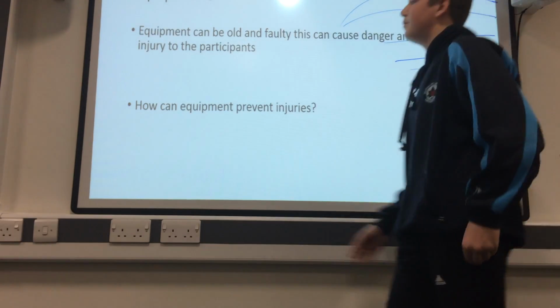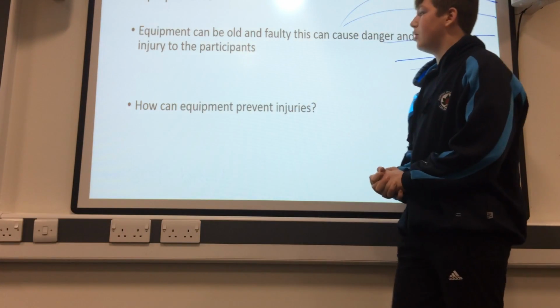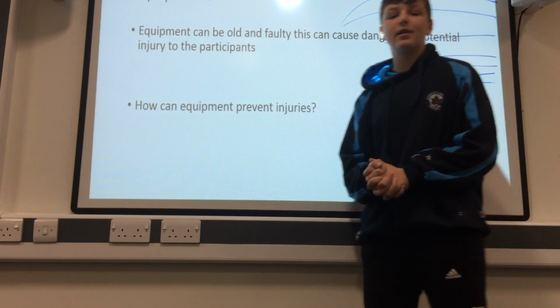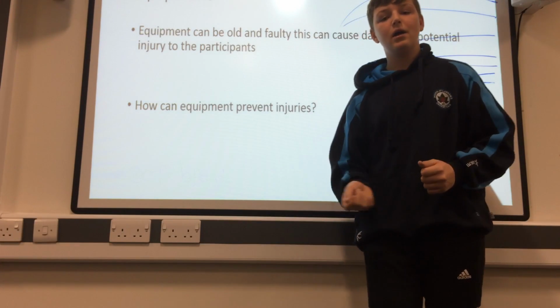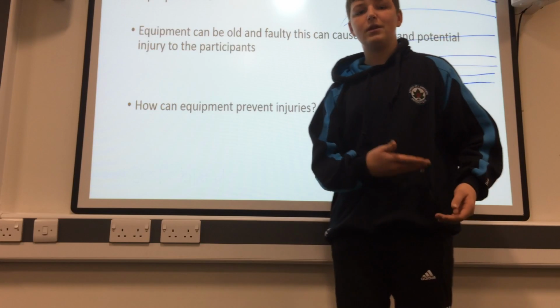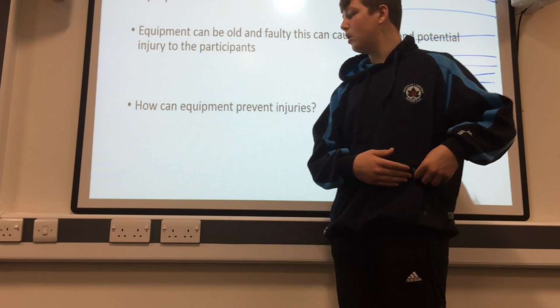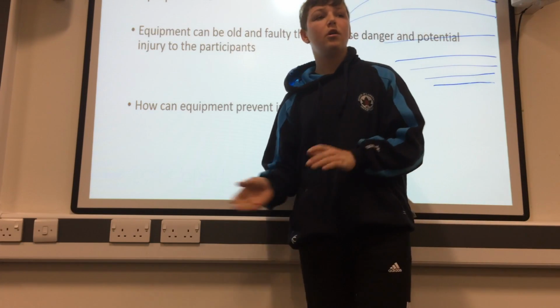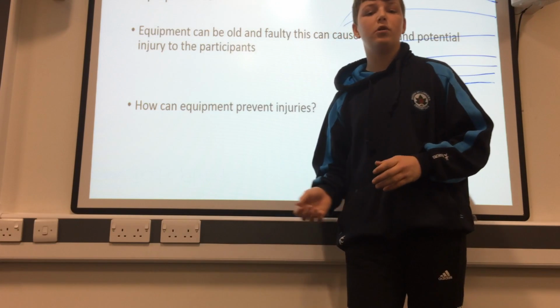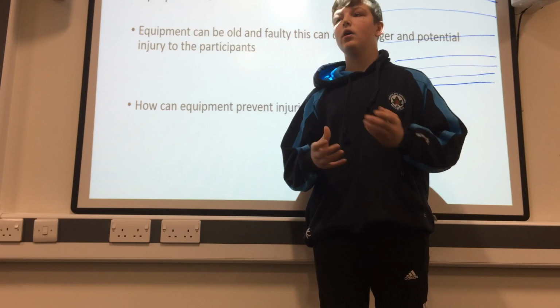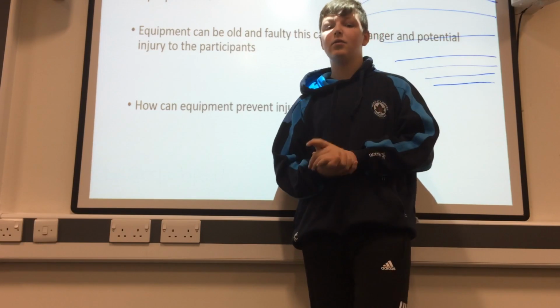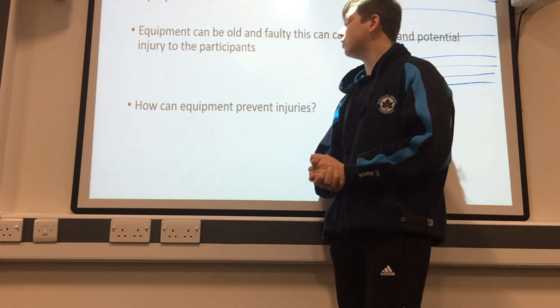Now, my second example is equipment, and equipment can be old and faulty. For example, if you're playing cricket with an old cricket bat, you could maybe snap the bat and the ball could follow through into your hip, maybe causing a broken hip. Or the remaining piece of your bat which just flew off could hit somebody and could cause bruising around the eye if it's hit them in the head, or maybe a fractured skull.